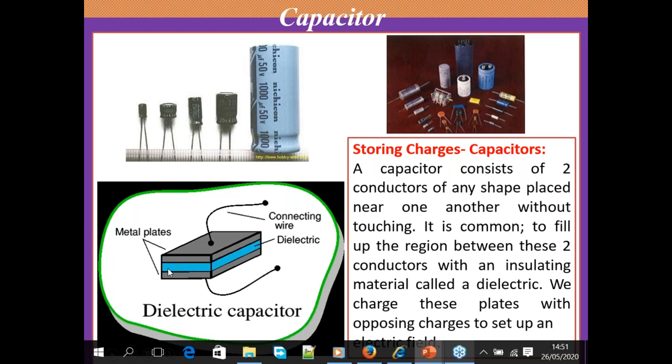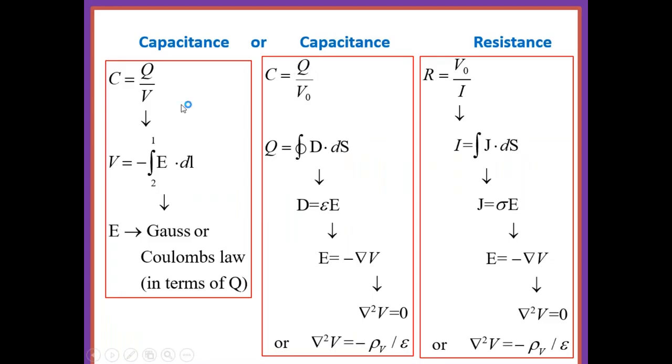We charge these capacitors, we charge these plates with opposing charges. So this is for capacitance. We have this formula, Gauss's and Coulomb's law in terms of Q, and for resistance we use these formulas.